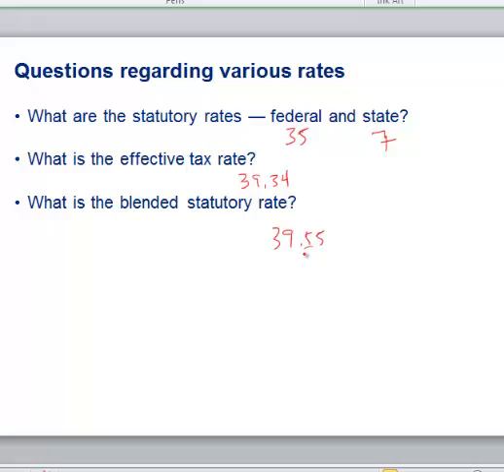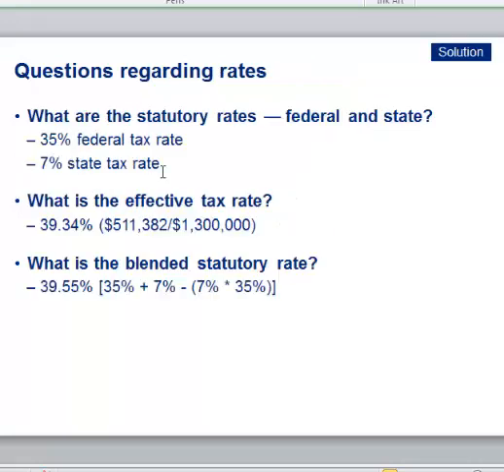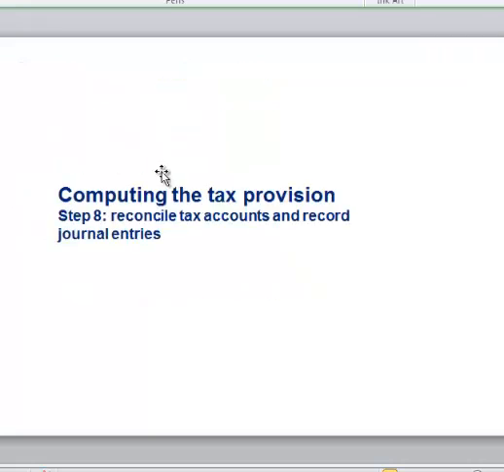Okay, so one of the points of this exercise is to show that if somebody says, what's your tax rate, you have to ask, which tax rate are you talking about, right? You're talking about my federal rate, my state rate, my effective rate, my blended rate, right? So out of that calculation, we ought to be able to figure out all those rates. Okay? CFO only cares about effective rate, but tax people, they care about other rates too. All right? Okay, so that is pulling the provision all together.